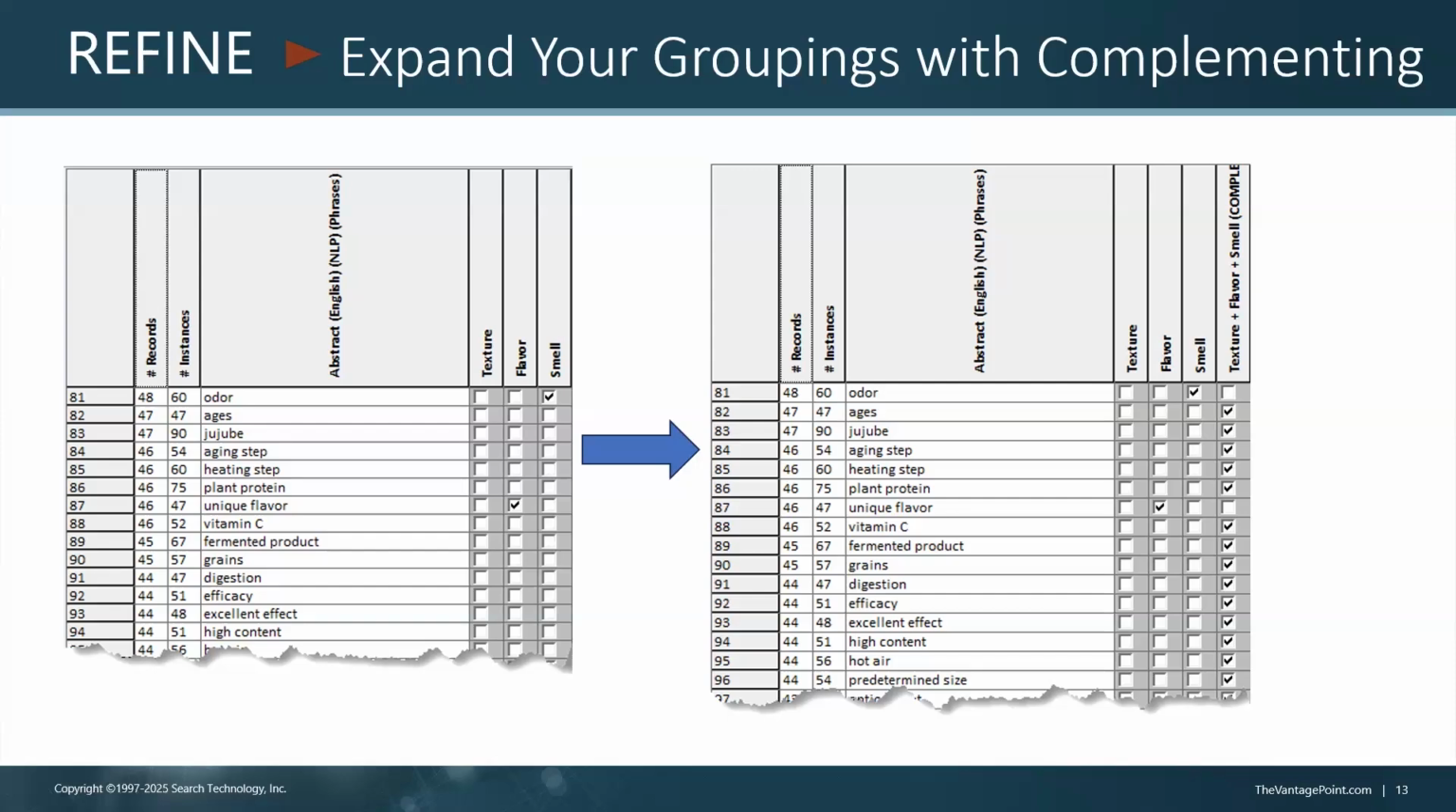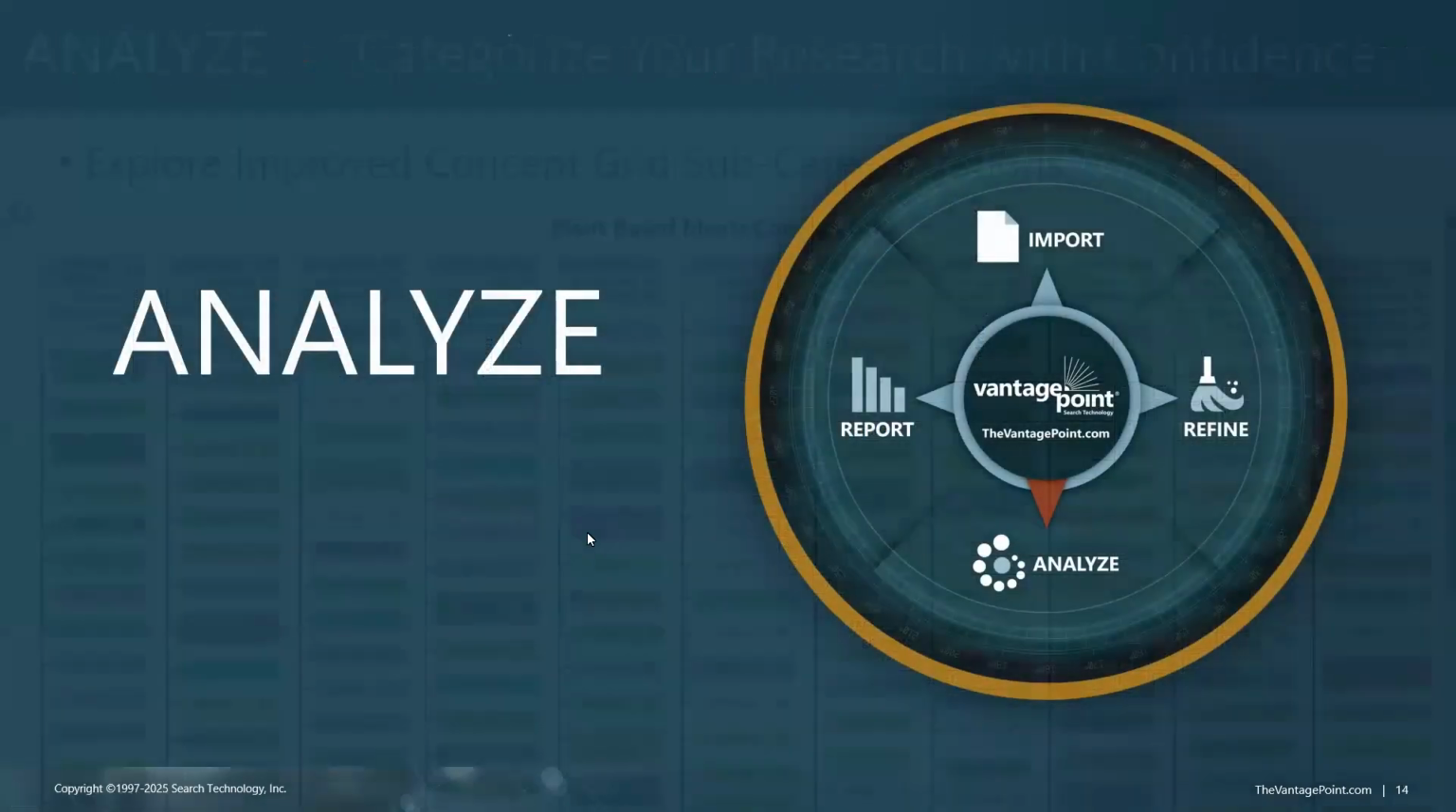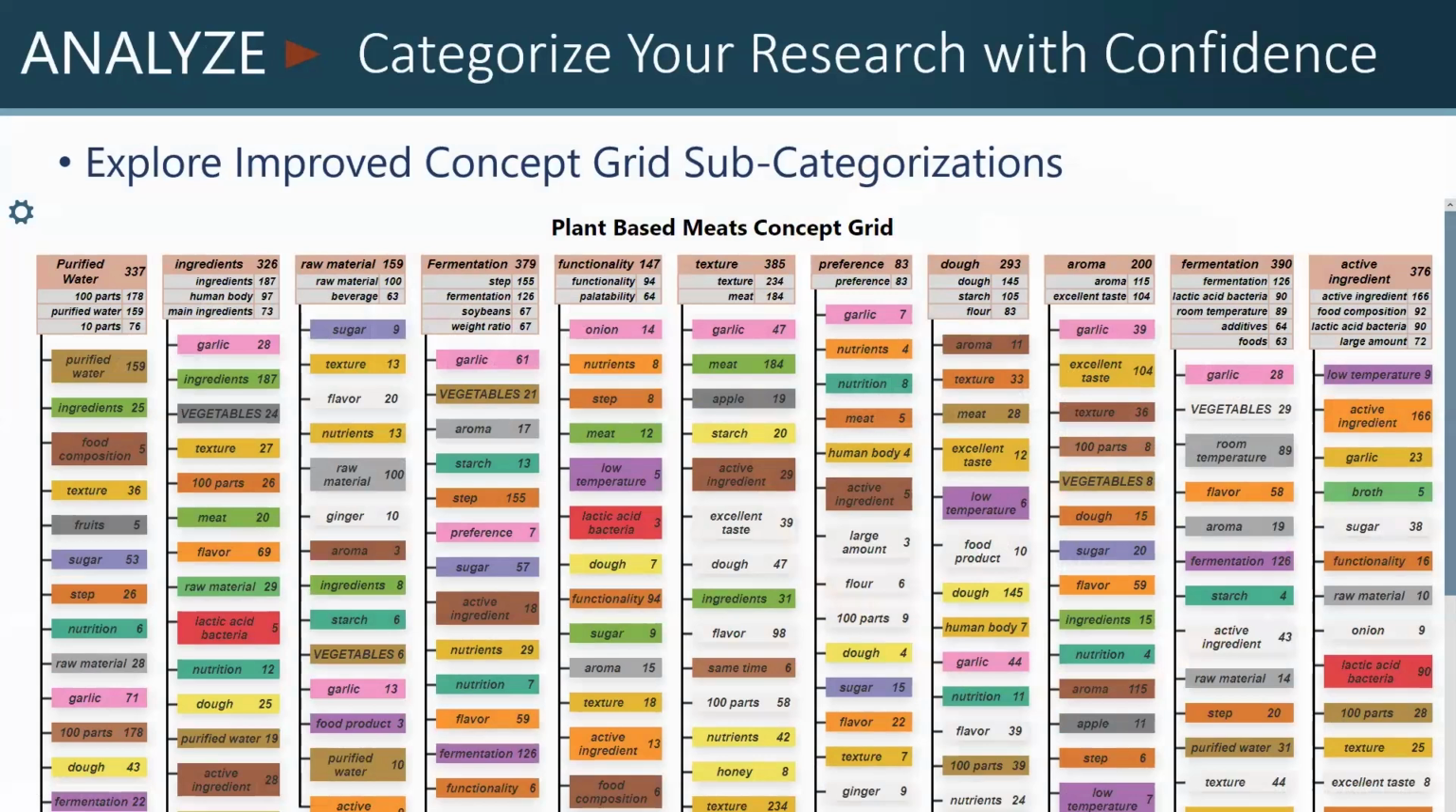And so being able to identify through this complement function helps you identify what hasn't yet been grouped within your analysis. So in Analyze, the concept grid, I'm just showing you an image of our sample data to really encourage you to work with this function. It's very useful for generating categories and subcategories. And you'll notice these actually end up identifying groups with these names: purified water, ingredients, raw material. But it's very interactive within VantagePoint, being able to open up these and see the 337 documents.